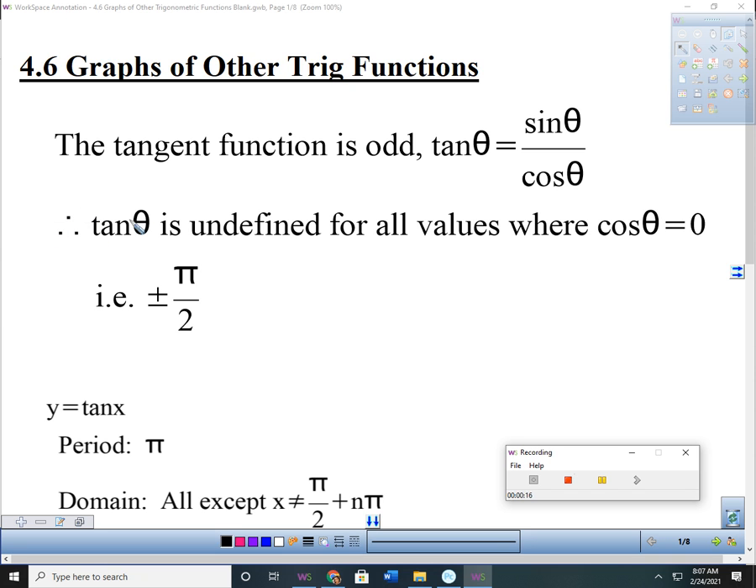Therefore, tangent theta is undefined for all values where cosine theta is equal to 0. All right? So it's undefined because cosine is on bottom, right? And therefore, you can't have a 0 in the denominator. That means that those are the spots where you will have an asymptote. Okay? So, for example, that would be positive pi over 2 and negative pi over 2.